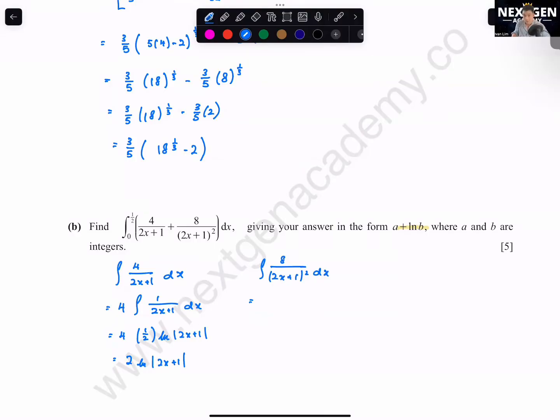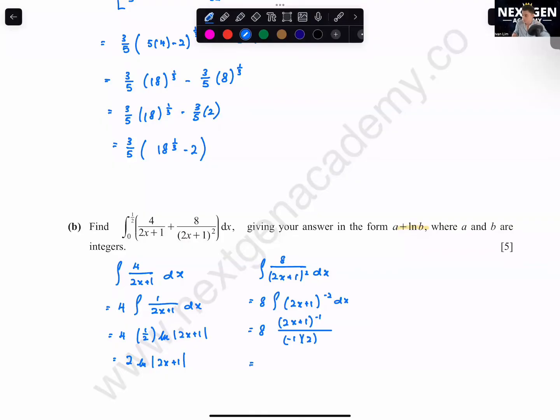Okay, this part here, 8 over 2x plus 1 squared dx. I can write it as 8 times the integral of 2x plus 1 to the power of negative 2 dx. This one we use chain rule: power plus 1, divide new power, then divide the derivative inside.